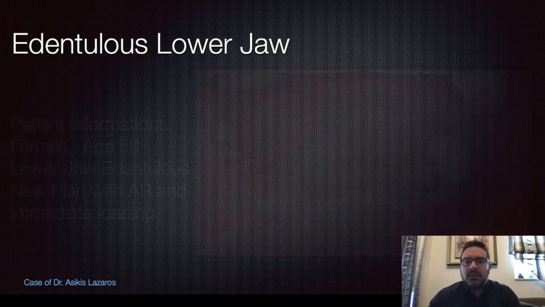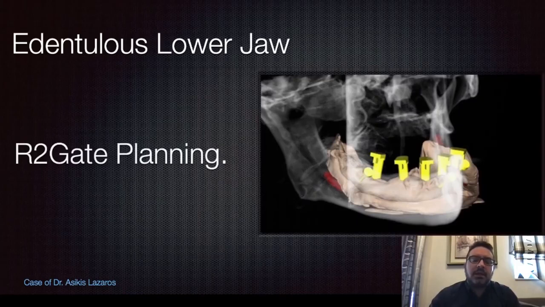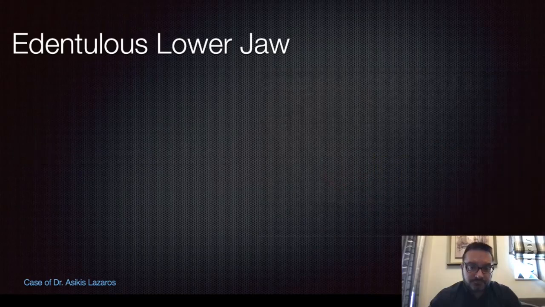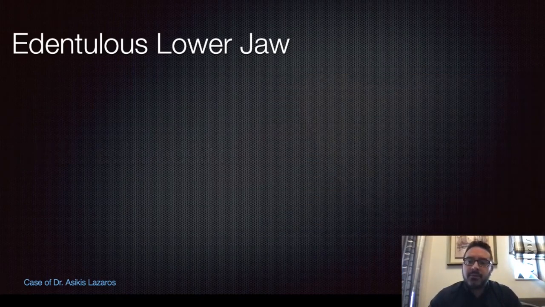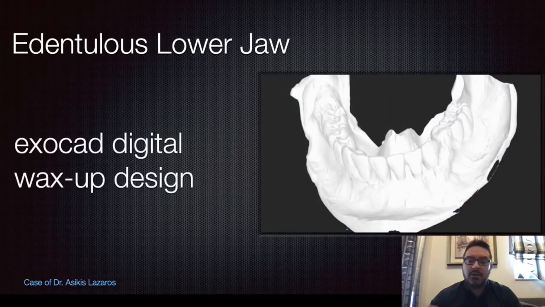As you can see, this is the R2 Gate planning. Again, the software, you can see the nerve, you can see the pins and the implants in the position. These are the files that came out from the R2 Gate again. This is the digital workshop that we had from the doctor's lab, Mr. Stratos Hadjihristos. And this is the digital workshop that we used in our software.